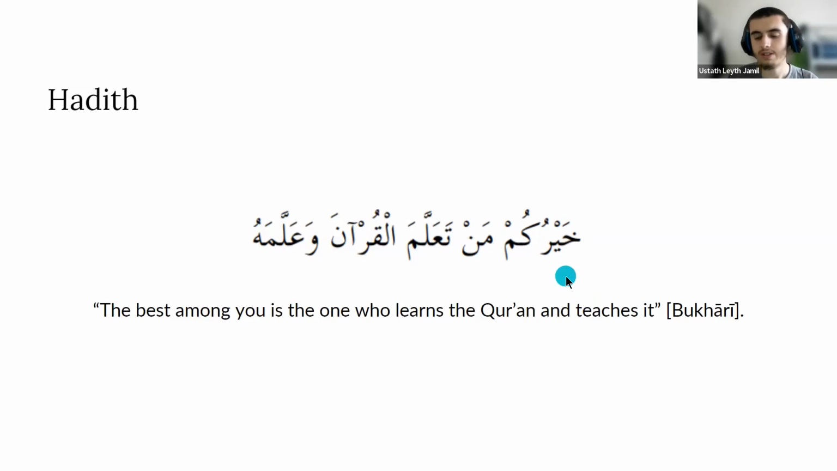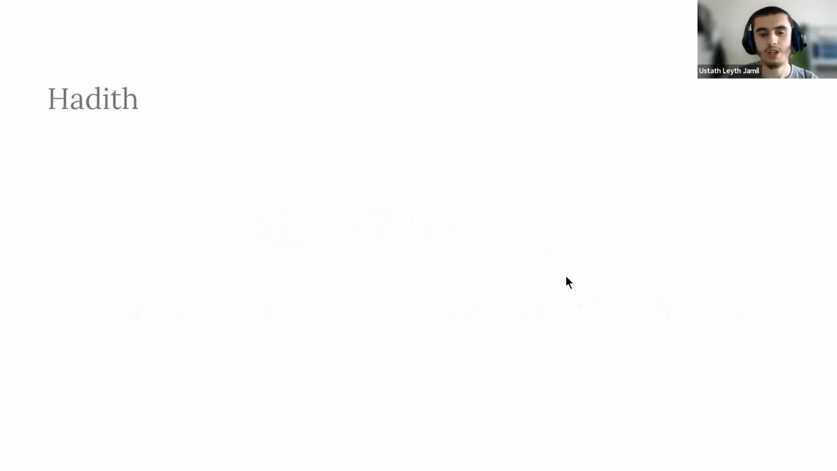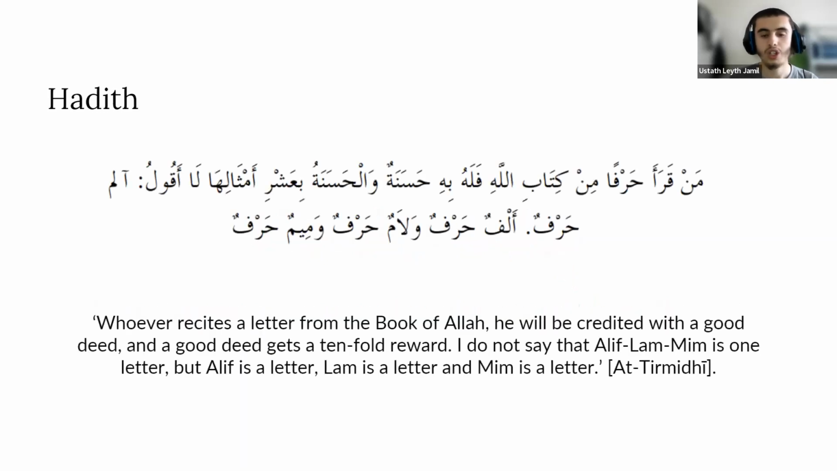I've already explained all these hadiths last week, so inshallah, it's a reminder to keep us motivated and focused, inshallah, in the sessions. Next hadith is: من قرأ حرفا من كتاب الله فله به حسنة والحسنة بعشر أمثالها لا أقول ألف لام ميم حرف ألف حرف ولام حرف وميم حرف.